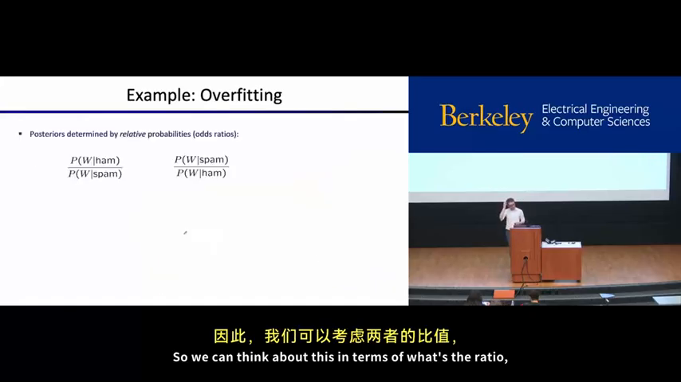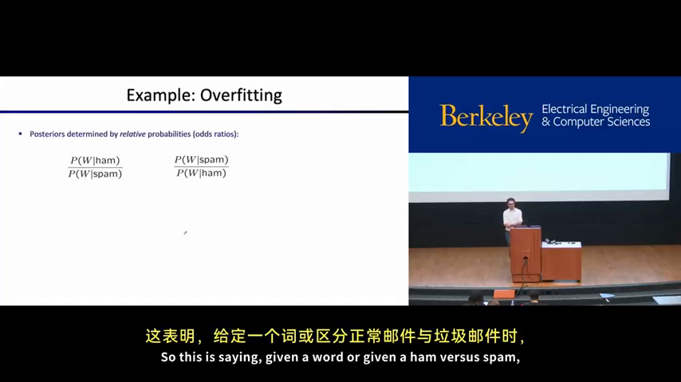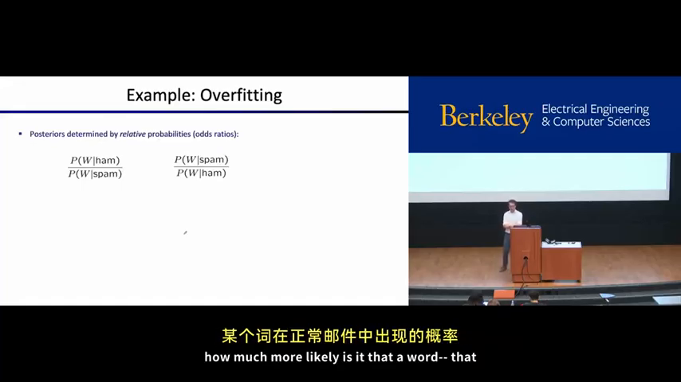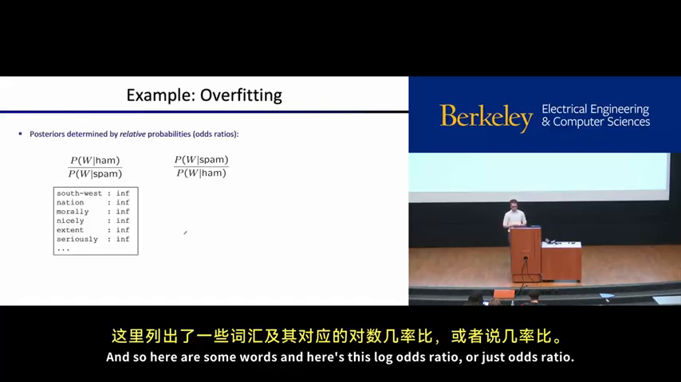So we can think about this in terms of the ratio: how likely is it that we see one label versus the other? This is saying, given a word, how much more likely is it that we see that word when it's ham versus spam? And here are some words, and here's this log odds ratio, or just odds ratio.